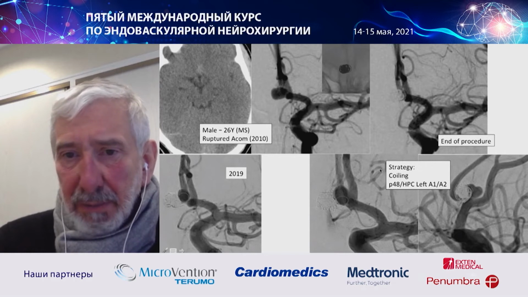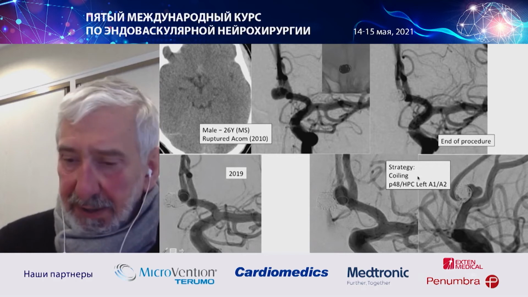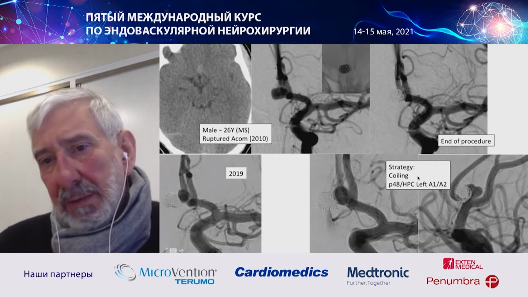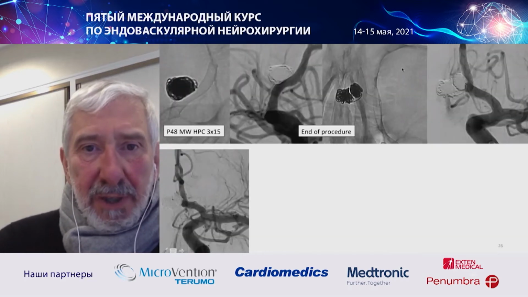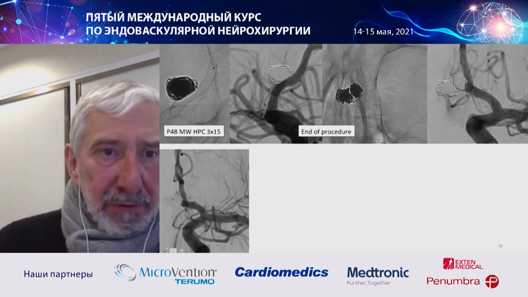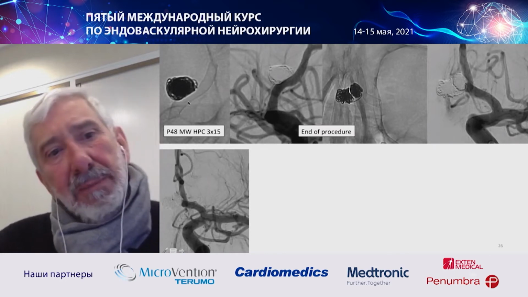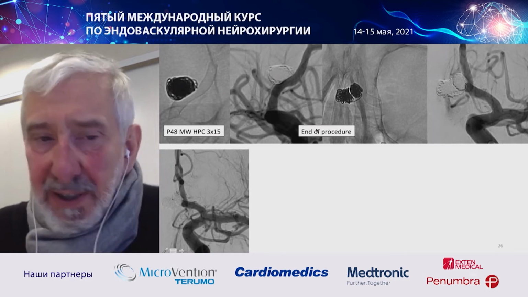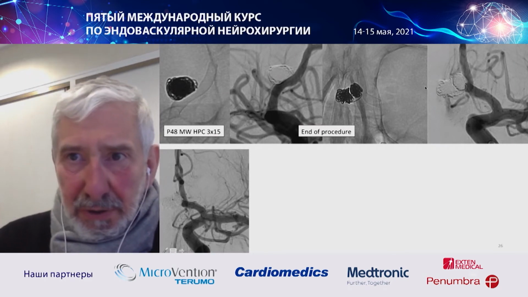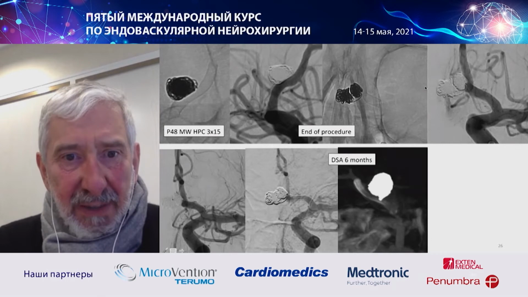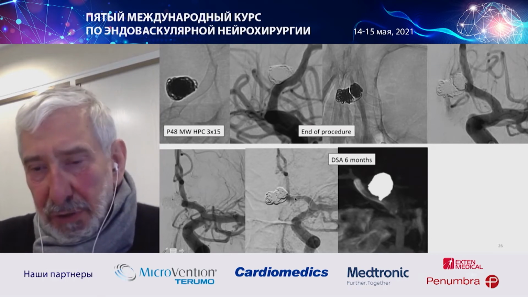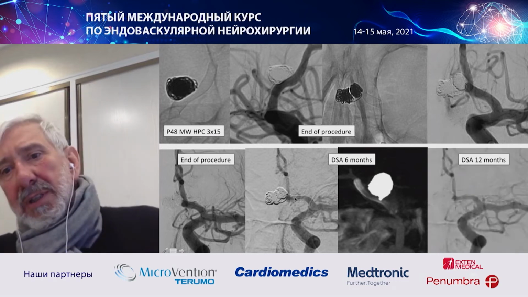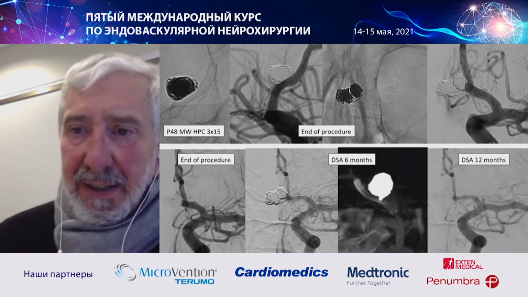We have placed some coils in the aneurysm, and finally, a flow diverter in the A1, A2 junction on the left side. So you see placement of the coil, you see the deployment of the flow diverter, P48 MW HPC 3 by 15. It is the final control angiogram at the end of the procedure. And you see here the DSA at 6 months showing a complete stable aneurysm occlusion, and the same thing at 12 months.